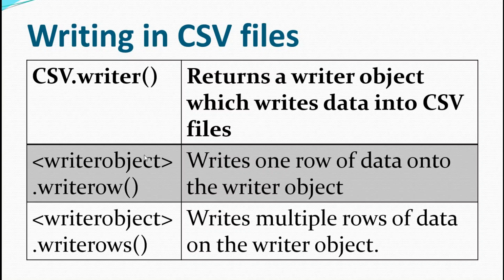Here, writerow means it will write one row of data onto the writer object. Through this function we can write one row at a time, whereas the writerows function will write multiple rows of data on the writer object. That means multiple rows at a time. This is the difference between writerow and writerows.